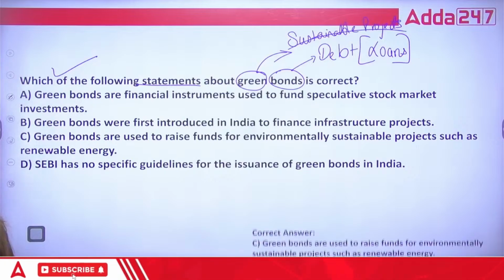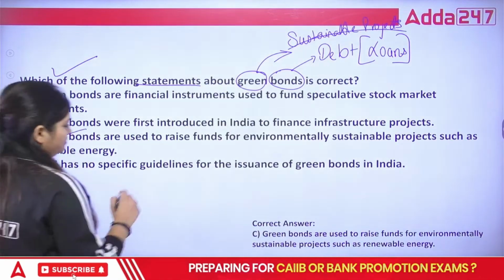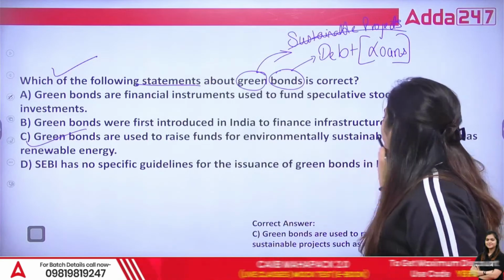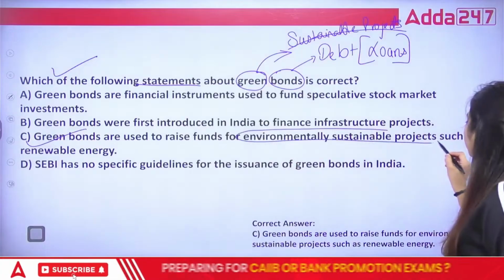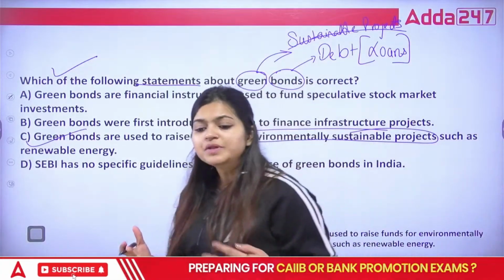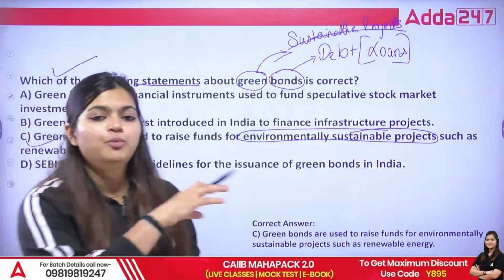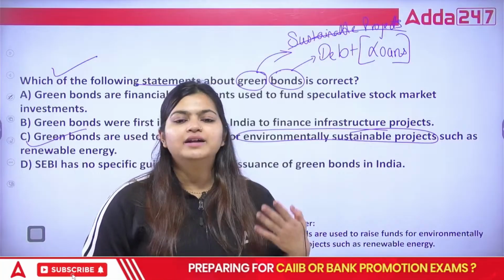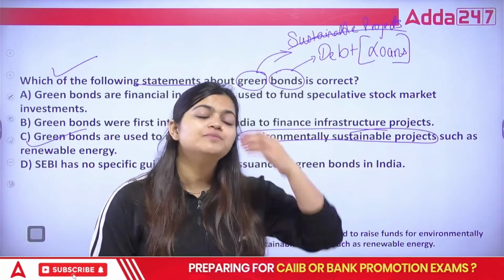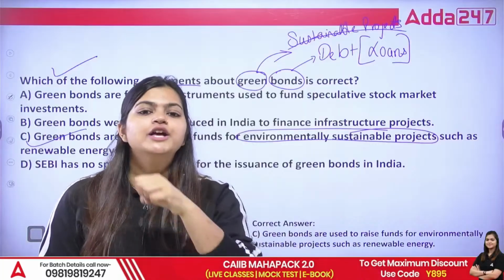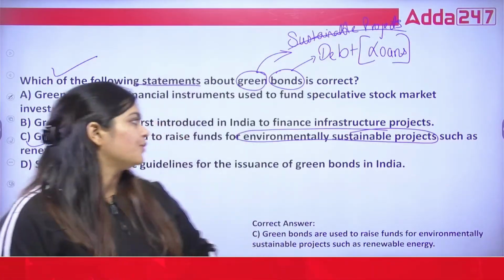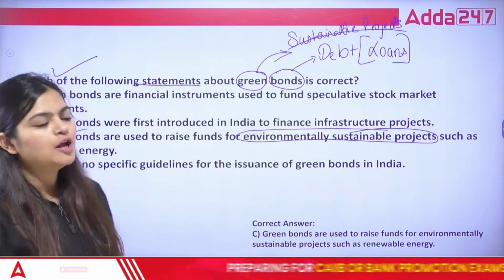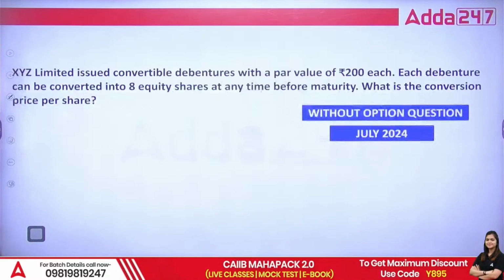Now, out of these 4 options, the correct option is of course your answer C, because these are the bonds which are actually issued for environmentally sustainable projects. As I already told you, if companies are working towards this, like electric vehicles, why are we now seeing more and more electric vehicles? Because through that we can save our limited resources. Yes or no? So that is why, if those companies want more funds, they can issue these green bonds. So the correct answer is your answer C.